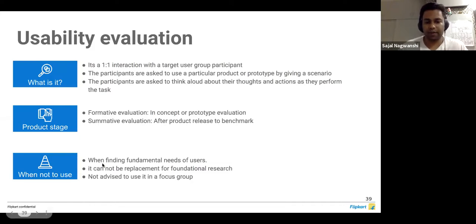When not to use it: when you are trying to get some foundational understanding. So if you are still not sure what product to build, do foundational research. Don't go out directly with some formative evaluation or summative evaluation.